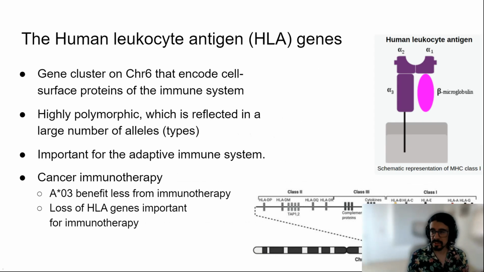Finally, we are interested in a particular gene locus, which is the human leukocyte antigen genes, a cluster that is in chromosome 6. They encode for cell surface proteins from the immune system. They are highly polymorphic, and they are important for the adaptive immune system. For cancer specifically, they are important during immunotherapy. For example, loss of HLA genes is important for immunotherapy response, and certain types of HLA genes, for example, HLA-A03, benefit less from immunotherapy than if you have all types of HLA-A.